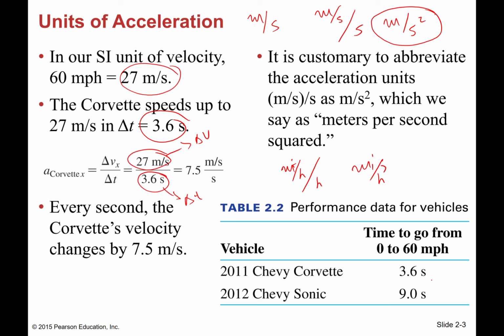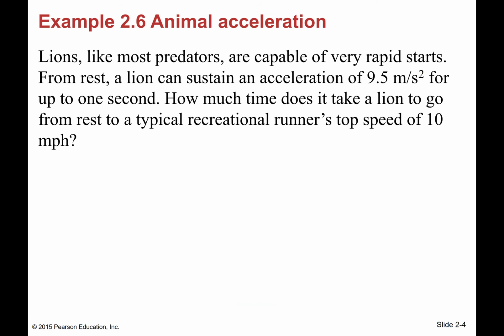Compare that to a Chevy. A Corvette takes 3.6 seconds to go from 0 to 7.5 meters per second. A Chevy would take 9 seconds to go from 0 to 7.5 meters per second. As an exercise, you should stop the video right now, pause it, and calculate the acceleration for the Chevy and see what value you get.